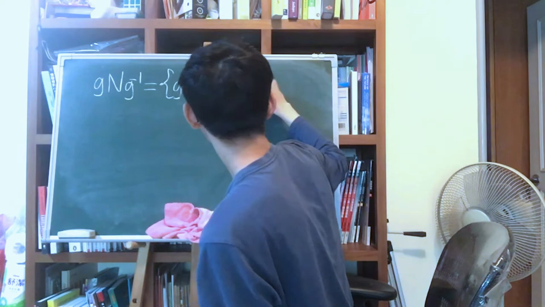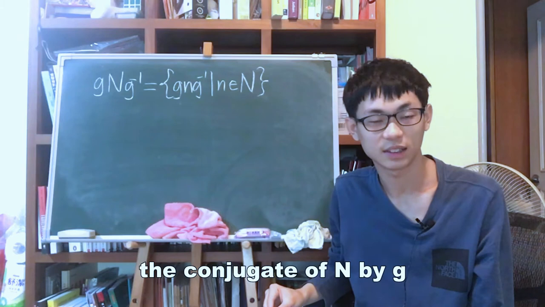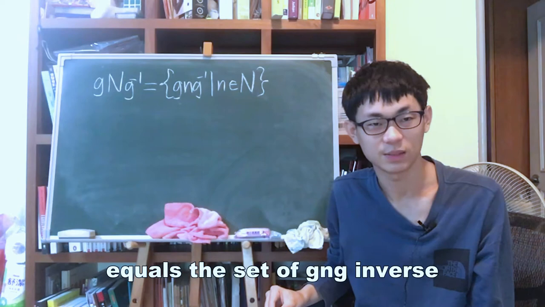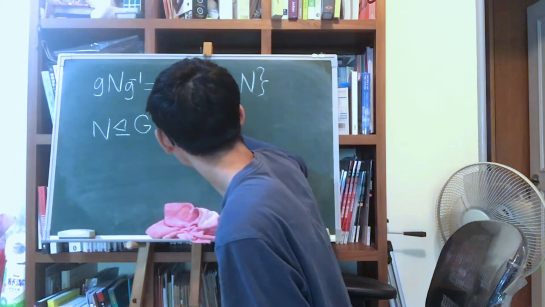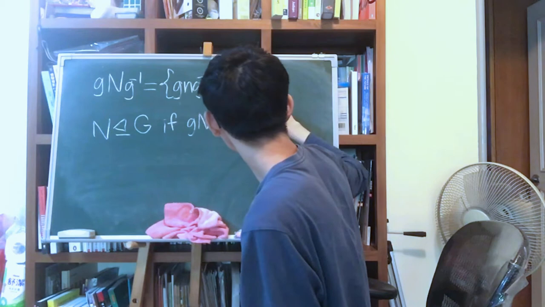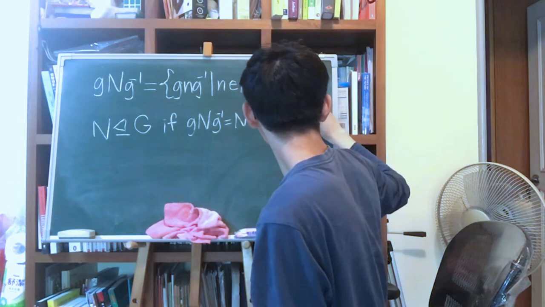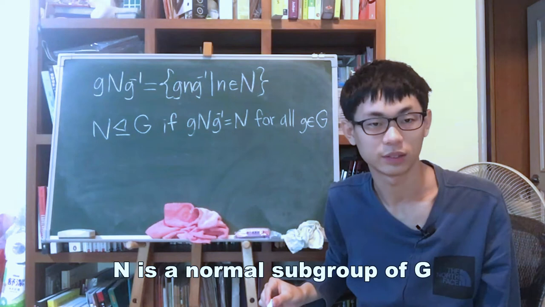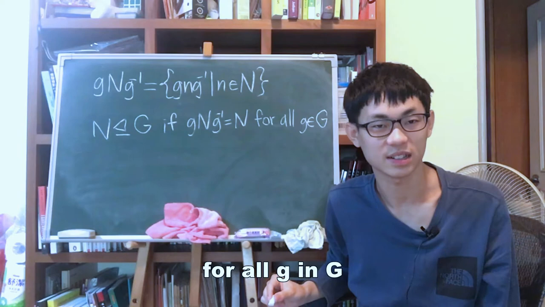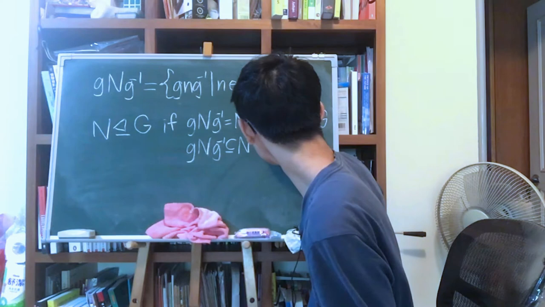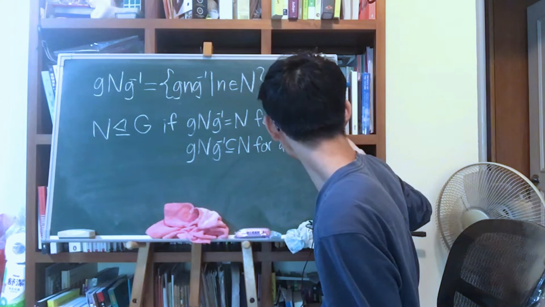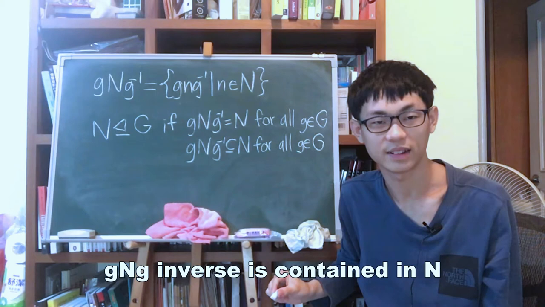Given an element g in G, the conjugate of N by g, gNg inverse, equals the set of gng inverse such that n is in N. N is a normal subgroup of G if gNg inverse equals N for all g in G. This is equivalent to saying that gNg inverse is contained in N for all g in G.